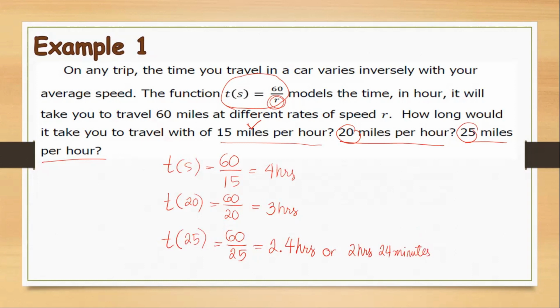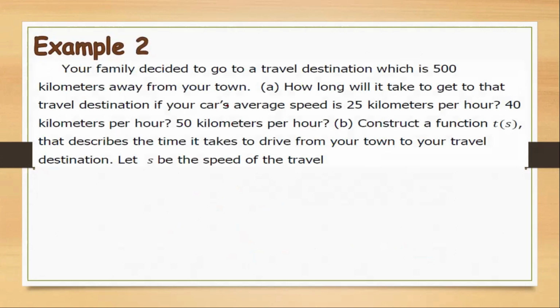Okay, so let's continue. The family decided to go to a travel destination which is 500 kilometers away from your town. So it is given that the distance is equal to 500 kilometers. How long will it take to get to that destination if your car's average speed is 25 kilometers per hour, 40 kilometers per hour, or 50 kilometers per hour? Construct a function t of s that describes the time it takes to drive from your town to your travel destination. We know that distance is equal to rate times time, so since we are asking for the time, our time is equal to distance over the rate.